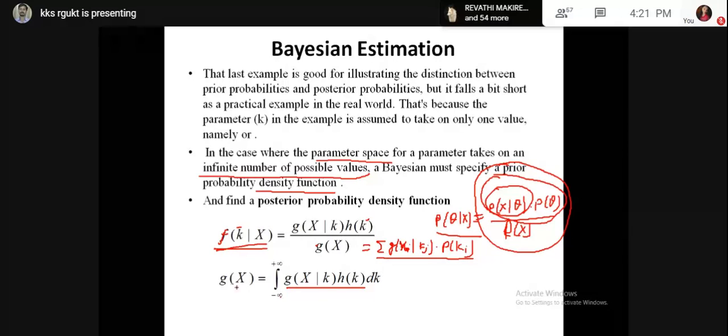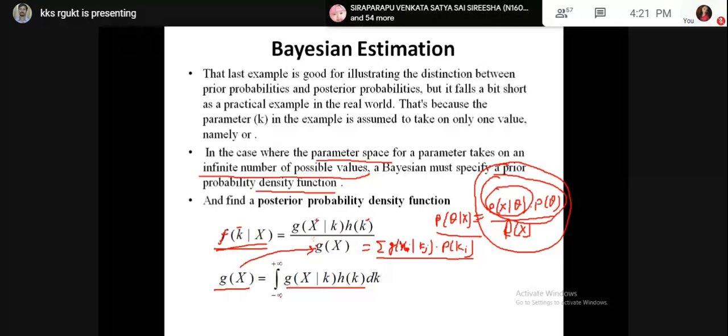This is also called the marginal distribution of x, or the evidence, the denominator. So in Bayesian estimation, we have to consider the denominator also, not only the numerator.